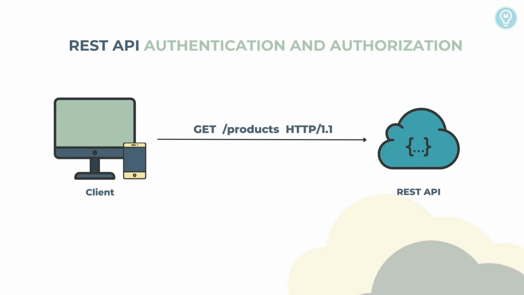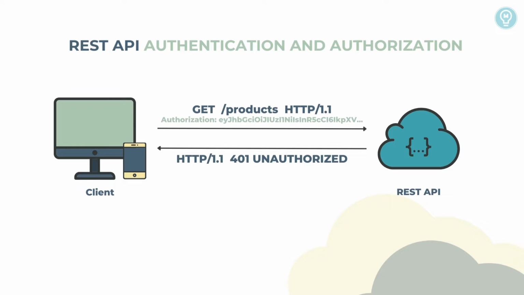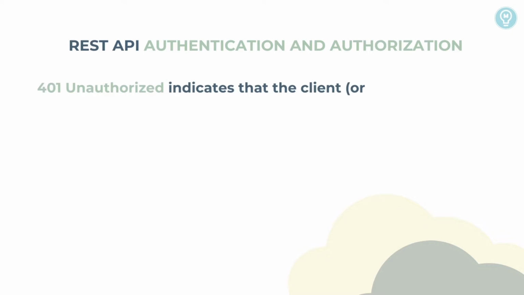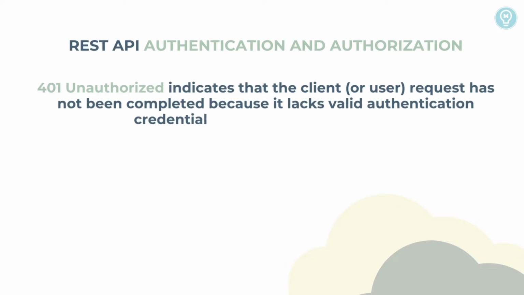If the client doesn't pass the access token along the request, or if the token is invalid or expired, the API should send a response with the 401 unauthorized status code, which is the correct status code for this situation. The 401 unauthorized status code indicates that the client request has not been completed because it lacks valid authentication credentials for the requested resource.